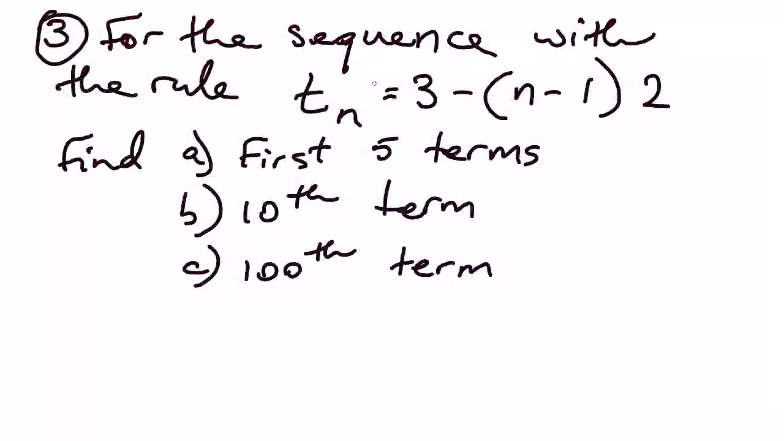Now, if you want to, pause the recording, have a go at this question without me. But I'm going to go ahead and do it. For the sequence with this rule, find the first 5 terms, the 10th term, and the 100th term. Now, because it's written out in the same way as my other ones, I can look at it straight away and I can read off the key information. There's my first term. There's my common difference.